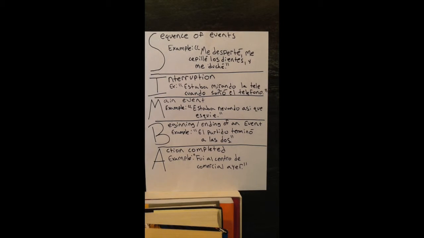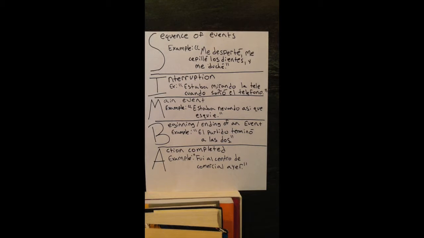The third letter is M, which stands for main action. An example of this is: it was snowing, so I skied. In Spanish: estaba nevando, así que esquié. So the imperfect is used to set the scene, it was snowing, and the preterite is the action during the scene, or because of the scene, so I skied.